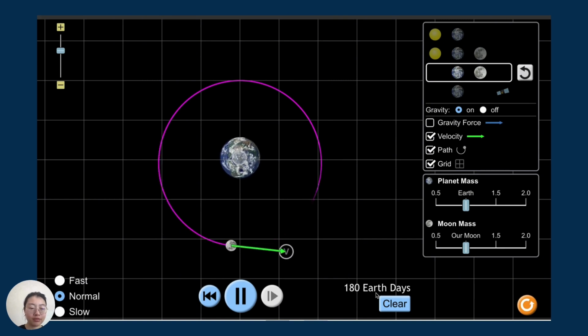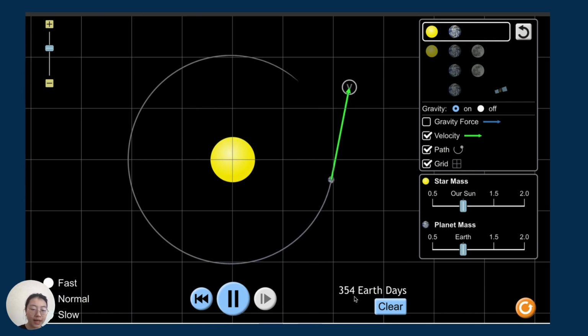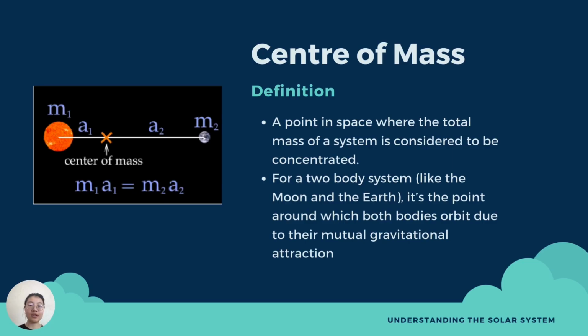Keep this in mind. Now, let's have a look when the Earth is orbiting the Sun. What difference can you tell if you pay attention to the movement of the Sun? It does not seem to move, right? Why is there a difference compared to the movement of the Earth? The short answer is the center of mass. So what is the center of mass?